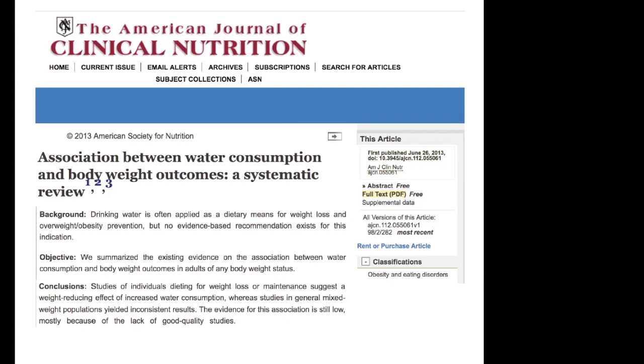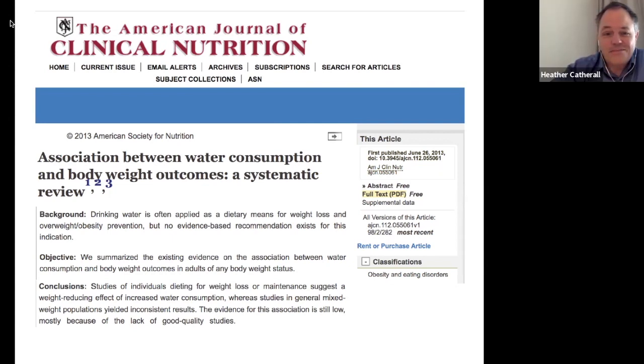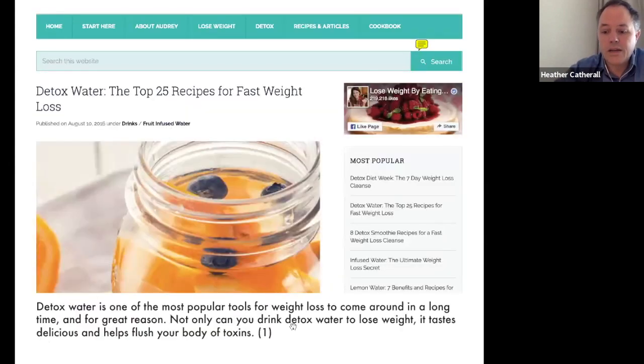Basically says no good quality studies, so not much we can really rely on. It is a systematic review, which is nice. It's better than having a single study. But yeah, as they say, garbage in, garbage out. If all of the individual studies have unreliable data and you compile it together, that doesn't make the data reliable all of a sudden. The evidence is still low, lack of good quality studies. So we can't really conclude anything about even the simple premise that drinking water will help you lose weight, much less make the assumption that you can flush your body of toxins.